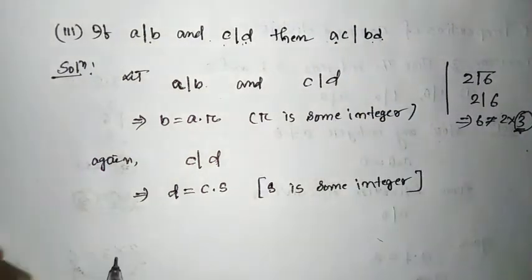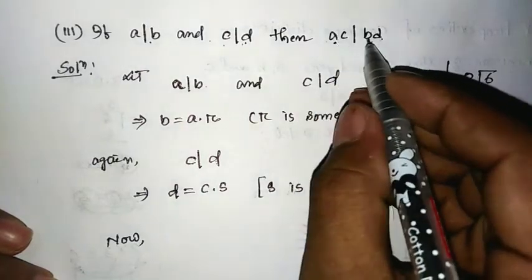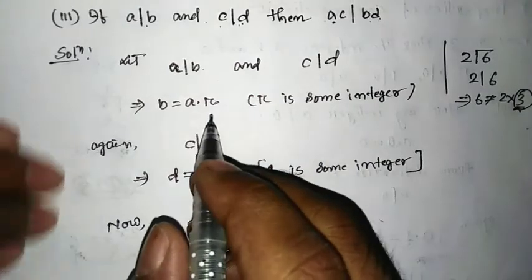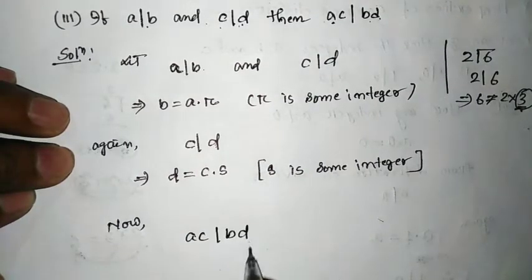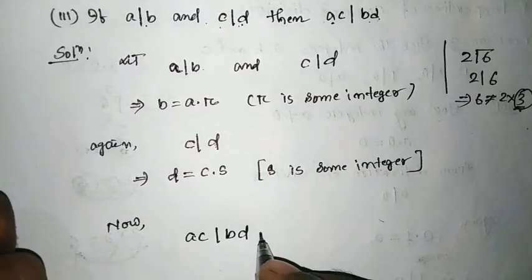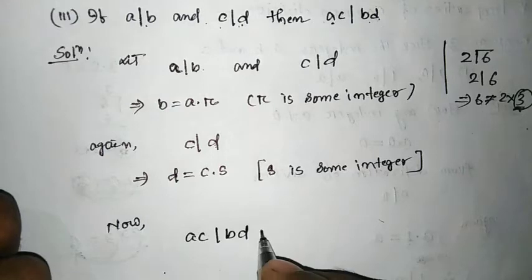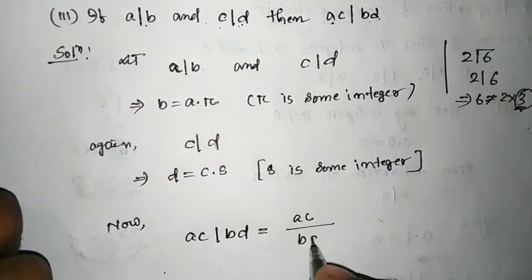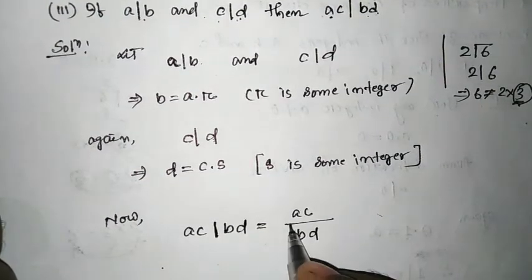Now see, we need to prove that ac divides bd. So first of all find the value of bd, then we will see whether ac is dividing bd or not. Or you can write directly. Now we have to prove that ac divides bd.